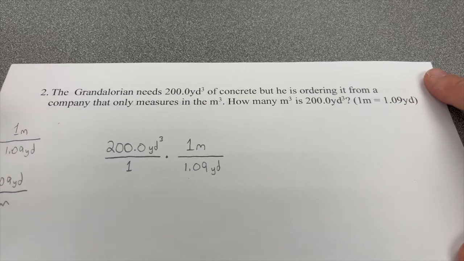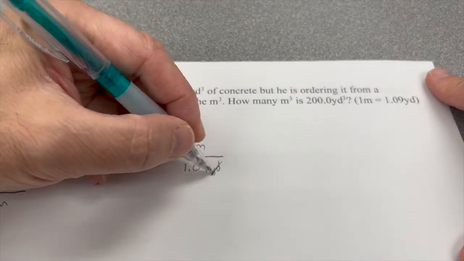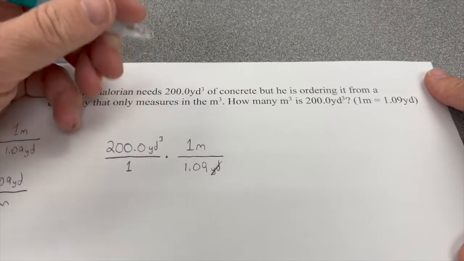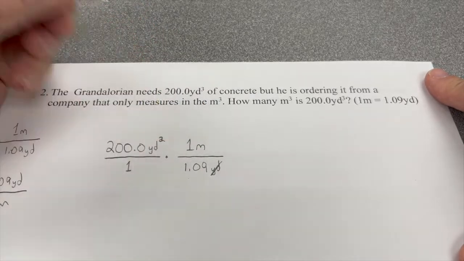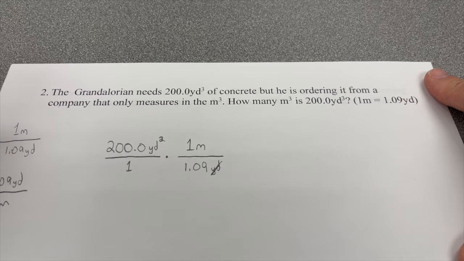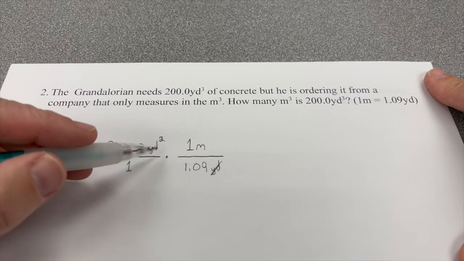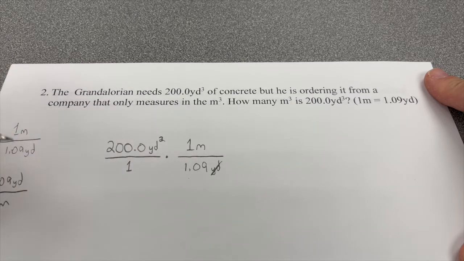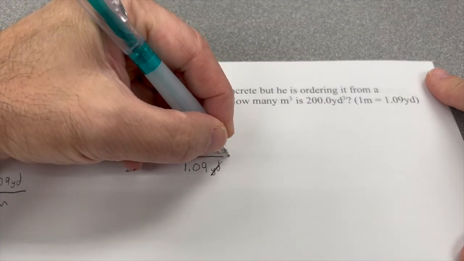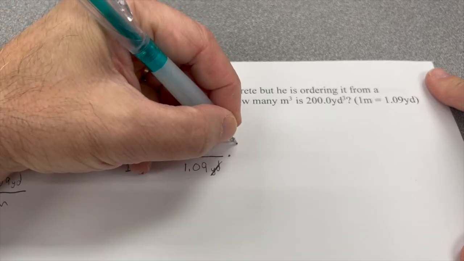So what's the problem here? The problem here is that when you cancel out 1 yard here, that's only going to cancel out 1 yard here and actually leave us with yards squared. So if we did our math right now, we'd have 200 yards squared times 1 meter. We would end up with 200 yards squared meters, which doesn't make any sense. So we need to get 2 more yards out of there. The only way to do that is to convert this 2 more times.